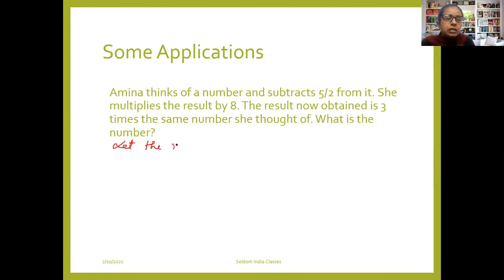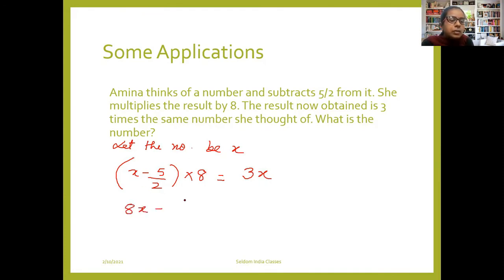So let the number be x. Subtract 5 by 2 from it and multiply the result by 8. Now the result obtained is 3 times the same number, 3 times x. Now multiply 8 inside: 8x minus 5 by 2 into 8 equals 3x. Cancelling, 8x minus 20 equals 3x.